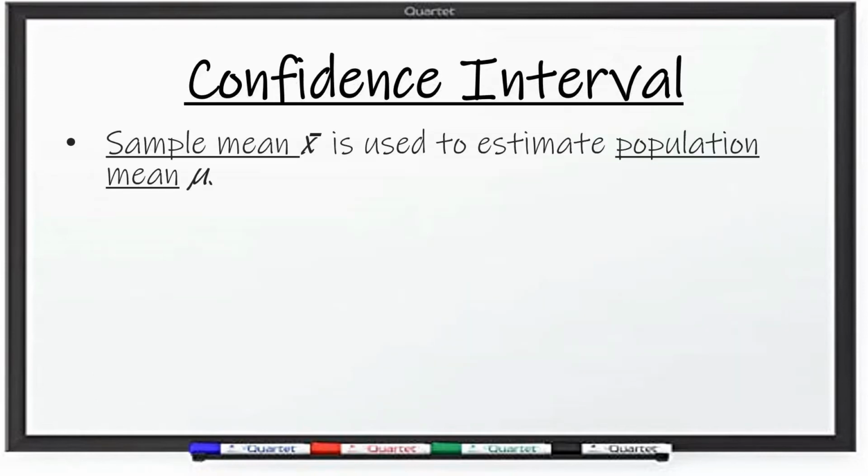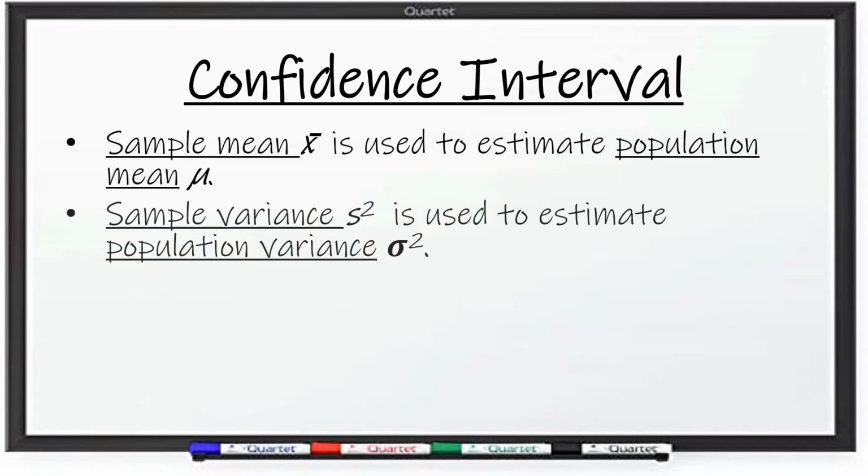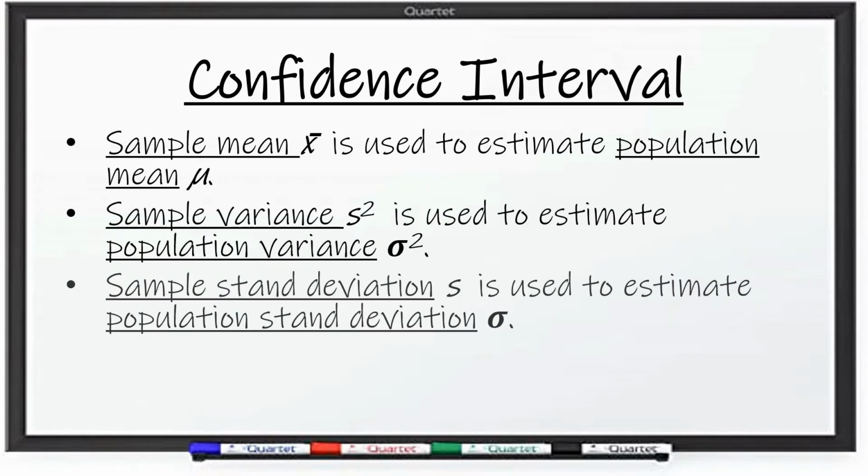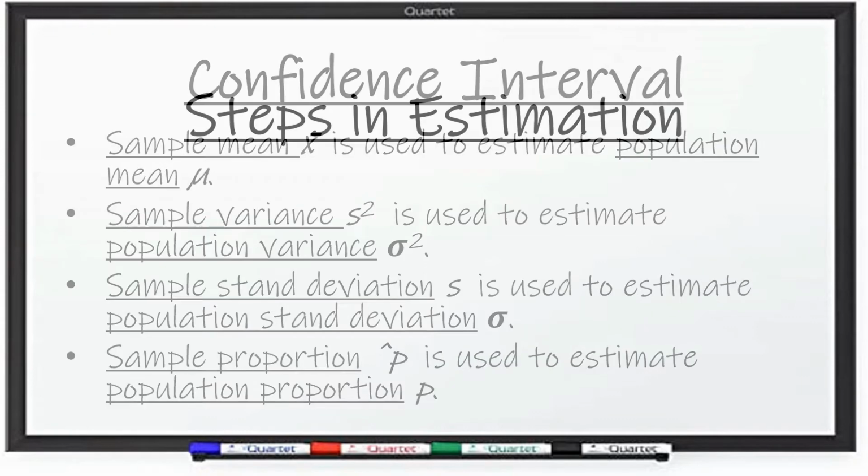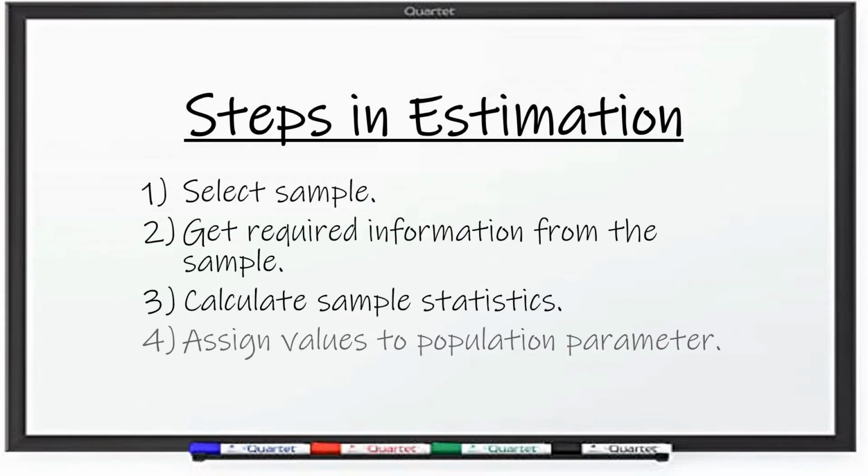Sample mean is used to estimate population mean. Sample variance is used to estimate population variance. Sample standard deviation is used to estimate population standard deviation. Sample proportion is used to estimate population proportion.